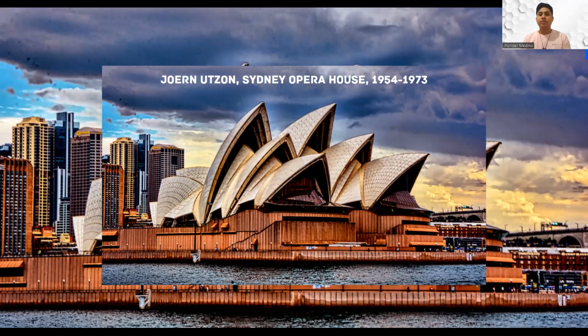Jorn Utzon claimed that the final design of the shell of the Sydney Opera House was inspired by peeling an orange. So this is what it looks like. If you can see this, the peeling of an orange is actually the concept of the design of Mr. Jorn Utzon, the architect of the Sydney Opera House.